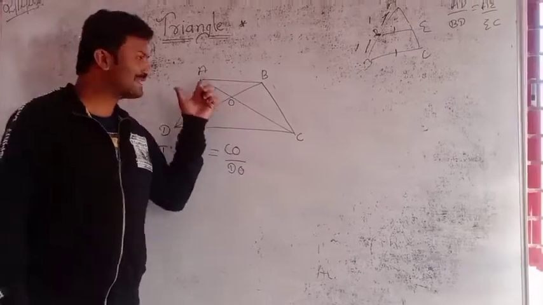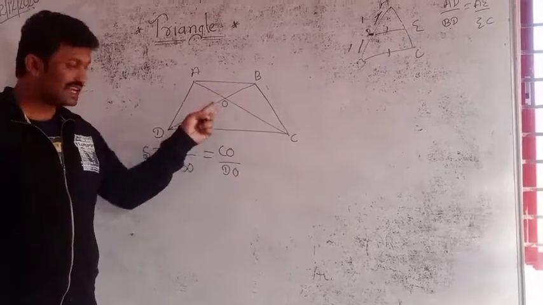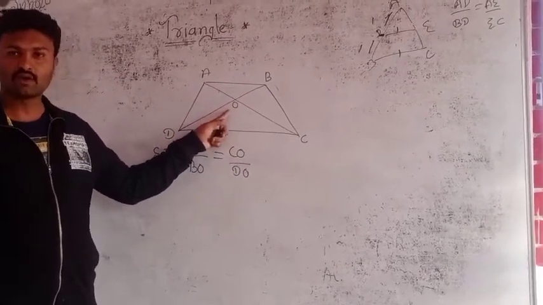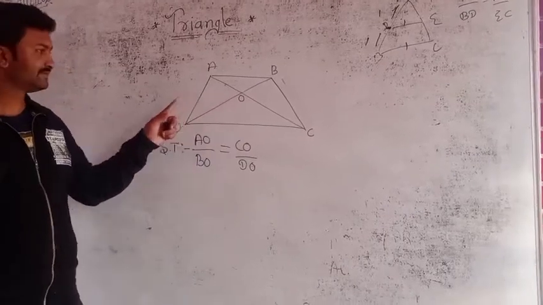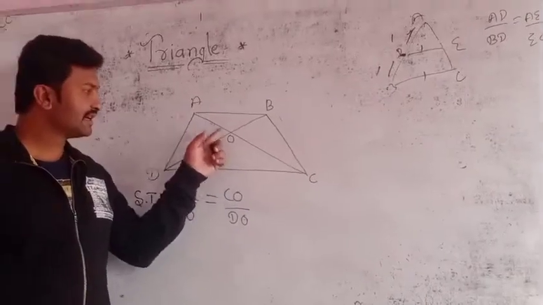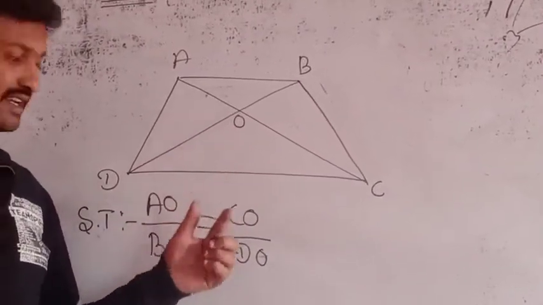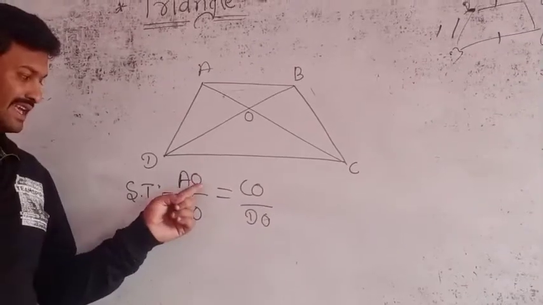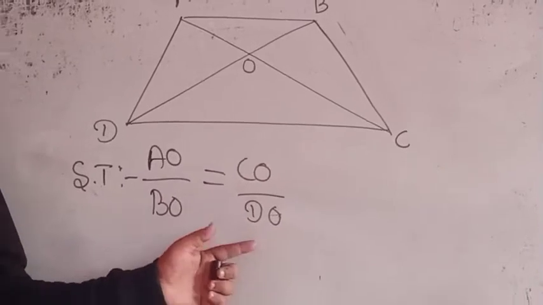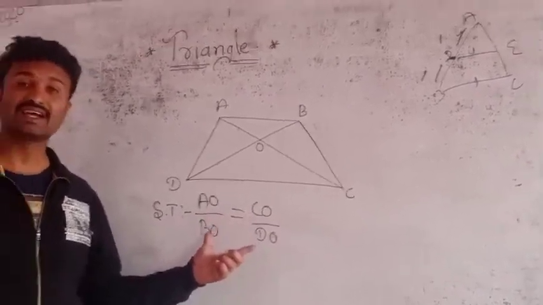In trapezium ABCD, the diagonals bisect each other at point O. In a trapezium, diagonals bisect each other at O. Then we have to show AO by BO equals CO by DO. We have to show that both ratios are equal.